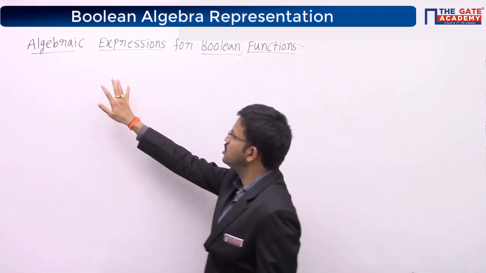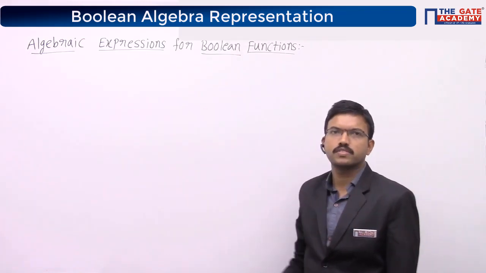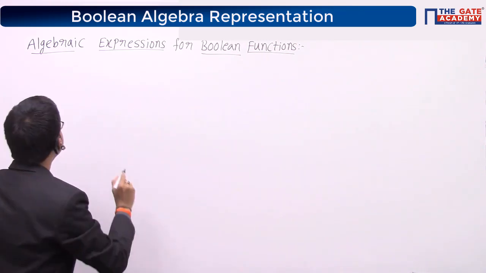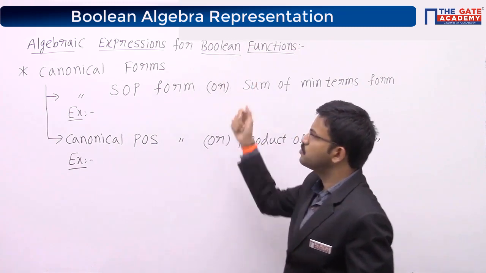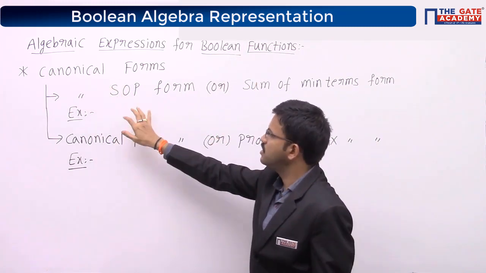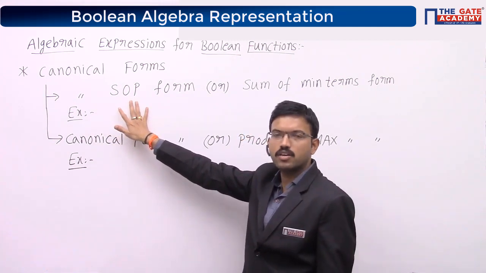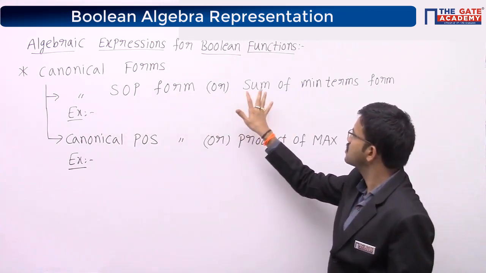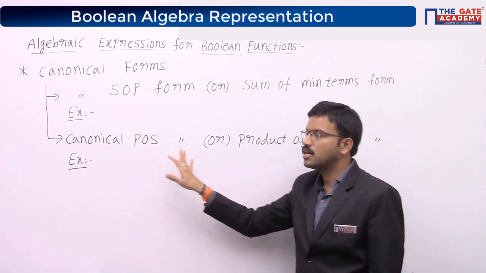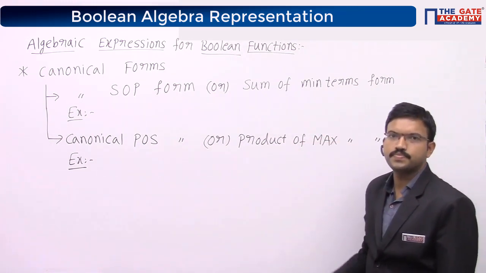Put the heading: Algebraic expressions for Boolean functions. Here first we are having canonical forms. The first category is canonical form. In this, canonical SOP, canonical sum of products or sum of Minterms form. Another one is canonical product of sums or product of Maxterms.